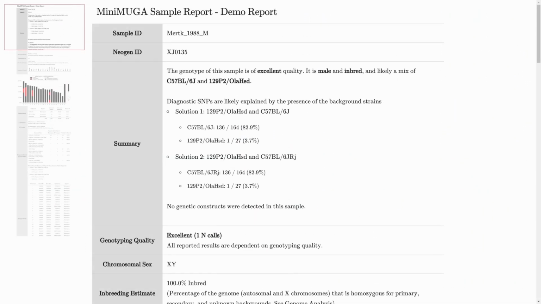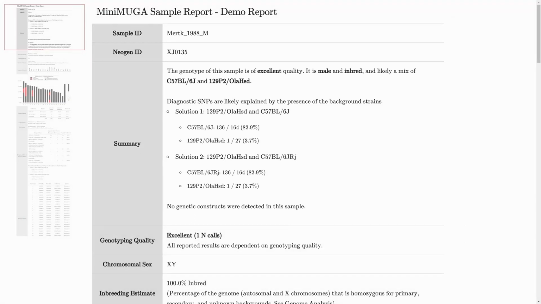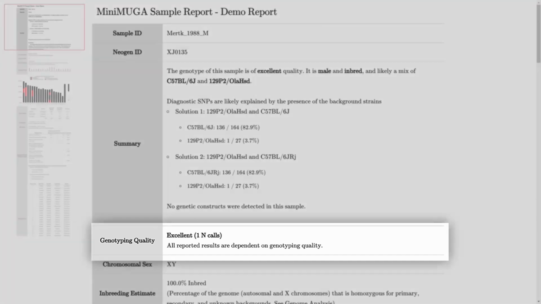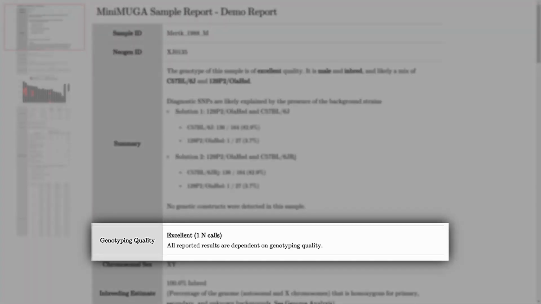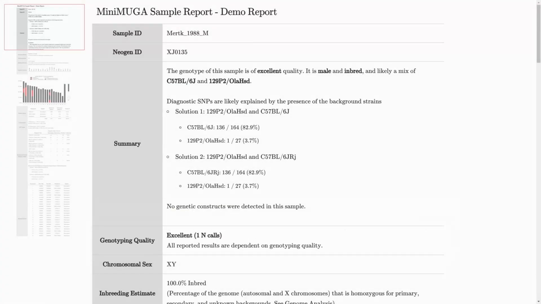Here is an example of a standard MiniMUGA sample report. The box at the top of the report provides the sample identification along with a text summary of the reported results. The report provides an estimate of the sample genotyping quality based on the number of SNPs with no reported genotype, also known as an N-call. Though rare, poor genotyping quality will negatively affect all reported results, potentially rendering the report unreliable.